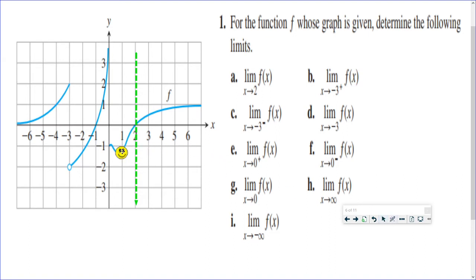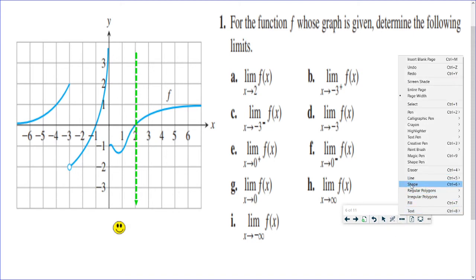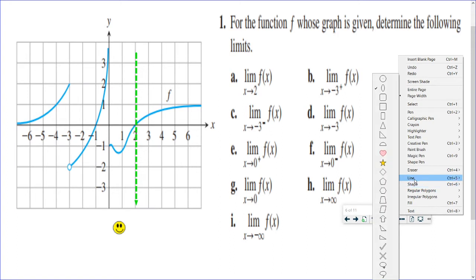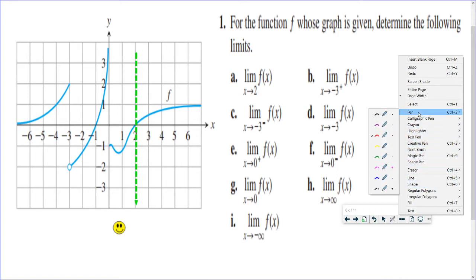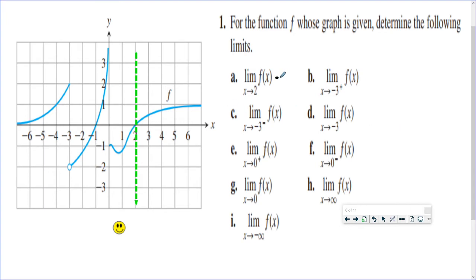So if we track the value of the function from the left side when x approaches 2 from the left side, the value of the function is 0. And from the right side, when x approaches 2 from the right side, the value is 0. So the value of the limit of the function equals 0.